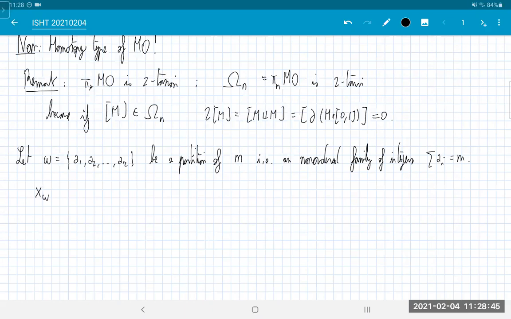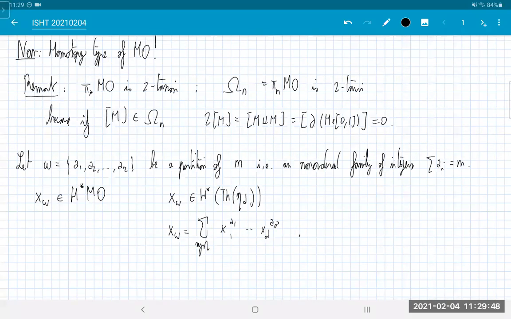Then I want to define a class X omega in the cohomology of MO. And I'll define it again by giving you a class in the cohomology of Thom space for any d that will clearly restrict to each other. This X omega is the symmetrization of this polynomial. So I give you a monomial, but I need to sum over all its conjugates so that I get a symmetric polynomial. Oh, sorry, I call them x here. Why am I using t here? Not sure.